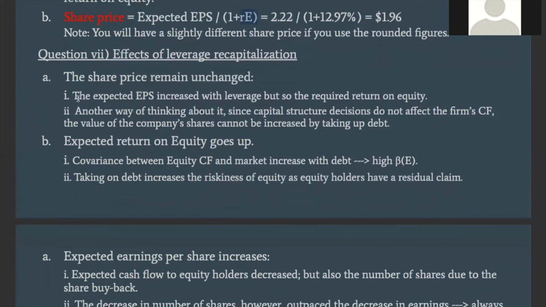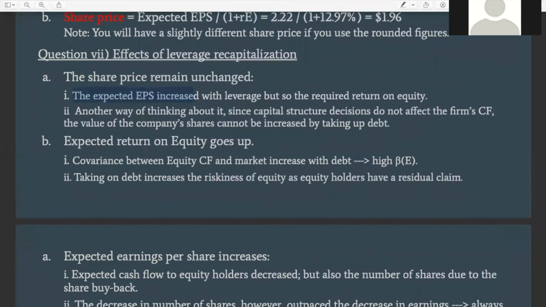In this particular case, we know that the expected EPS increased with the leverage. But we know that at the same time, the required return on equity has also increased because the risk for the equity holders has increased with the new amount of debt.